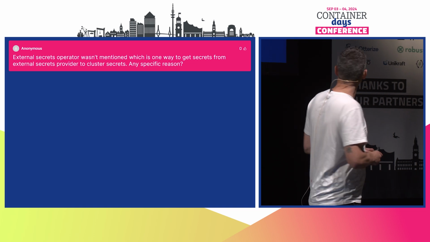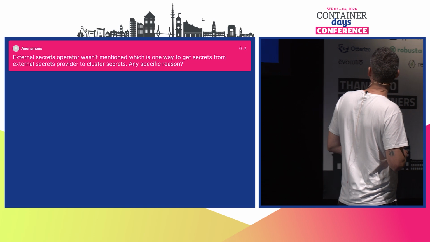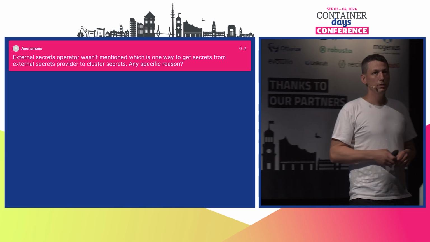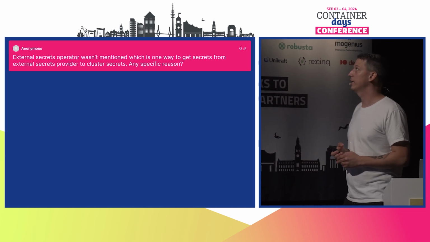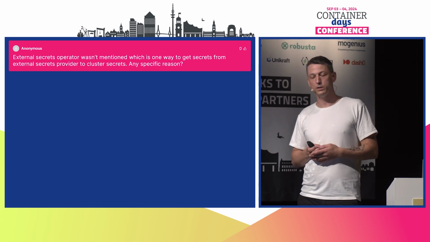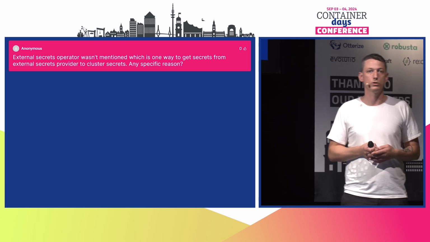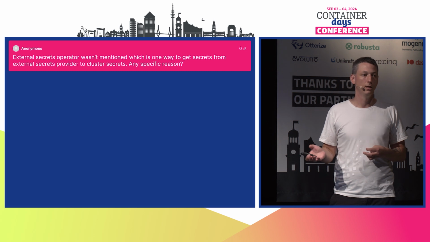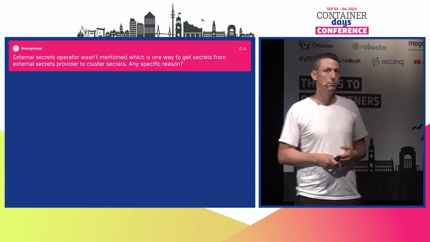Cool. External secrets operator wasn't mentioned, which is one of the ways to get secrets from an external secrets provider to cluster secrets. Any specific reasons? I actually mentioned it. You might have briefly heard it. I just said that I would always prefer the external secrets CSI driver over the sealed secrets operator. The reason is that the operator relies completely on Kubernetes secret resources, and we just learned what the downsides are.